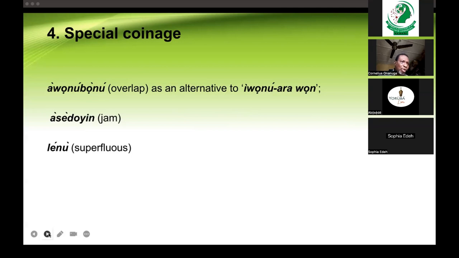The other one here, as a doing, was my own coinage at the time we were doing some projects, and they were talking about jam. By the time we understood the process of making jam, something we produce by cooking, we formed the term as a doing, and that was what we used in the book many years ago. Our nubonu is the third word here. Iwonu arawo is what is recommended currently in Yoruba meta language. But I think awonu bonu will probably be shorter and still depict the same idea. So what I'm saying here is just to show that special coinages can come up so that we can broaden the language in different forms.